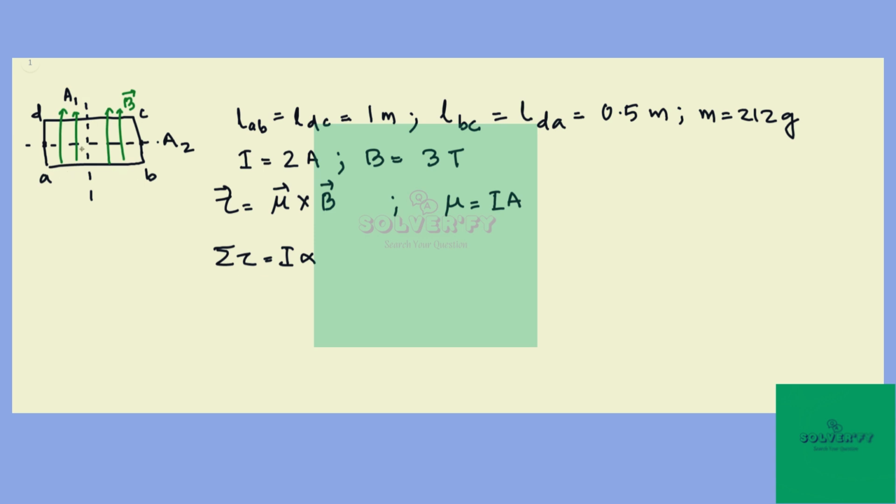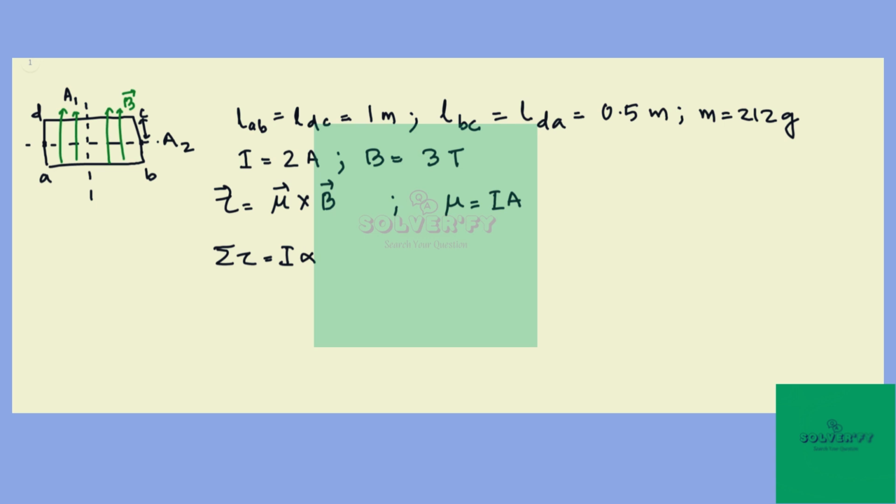AB and DC are rods, but they can be treated as point masses which are rotating about the axis A2, at a distance of 0.25 meters. So this is this distance, and that's half of this distance.